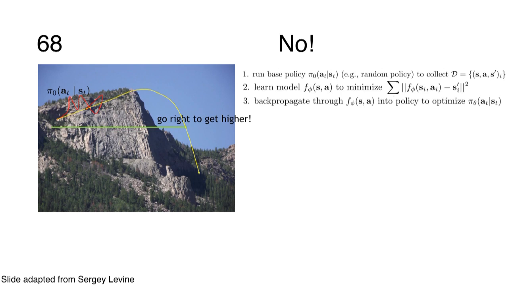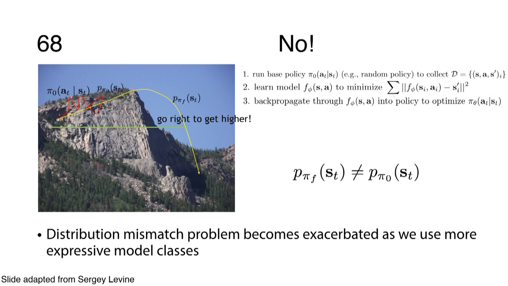And so what happened here? What was the issue here? Well, the distribution of states that you trained your model on was different than the distribution of states underlying your final policy. And so as a result, your model wasn't accurate in the distribution of states that you visited after you optimized your policy. And this distribution mismatch problem can actually get even worse in settings where you use more expressive models.